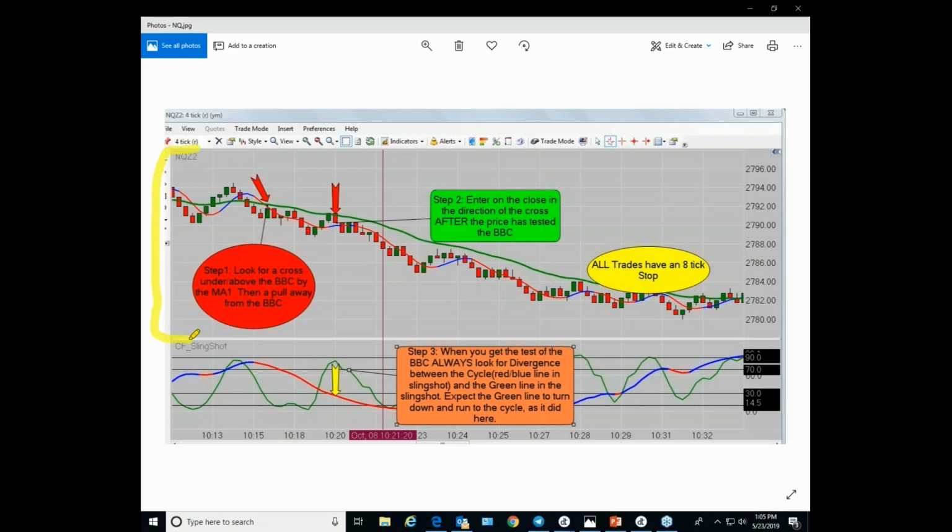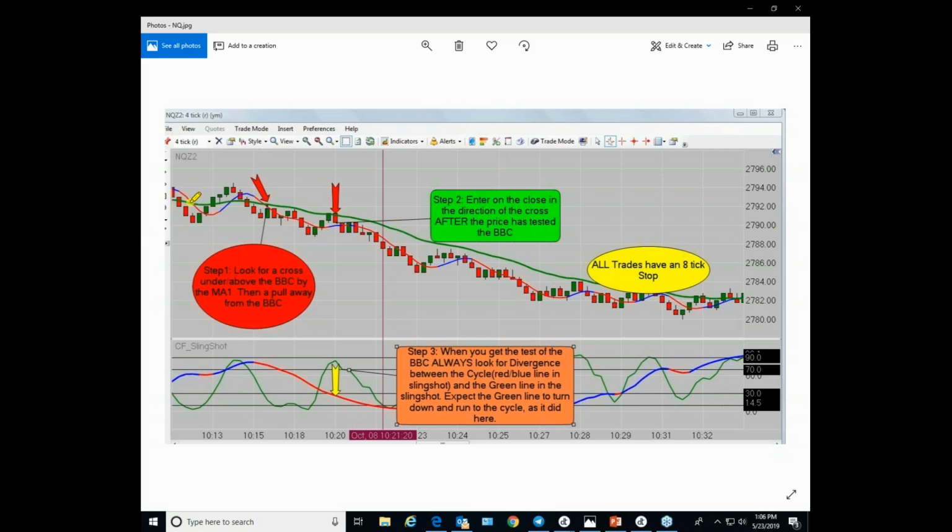Next, we're going to work on the top portion of the chart. Here are some buzzwords. The red and blue line is referred to as the MA1. Nothing fancy about it. The green line is referred to as the BBC, short for bullish bearish cross. Combined, they make up step number 1, which is this.